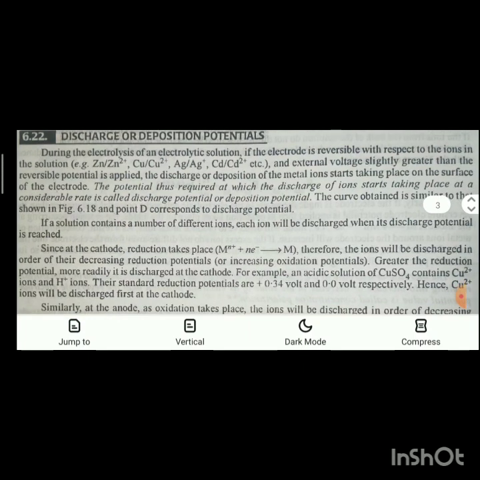Discharge or deposition potential. During the electrolysis of an electrolytic solution, if the electrode is reversible with respect to the ions in the solution and an external voltage slightly greater than the reversible potential is applied, the discharge or deposition of the metal ions starts taking place on the surface of the electrode. The potential thus required, at which the discharge of ions starts taking place at a considerable rate, is called discharge potential or deposition potential. The curve obtained is similar to that shown in figure 6.18, and point D corresponds to the discharge potential.